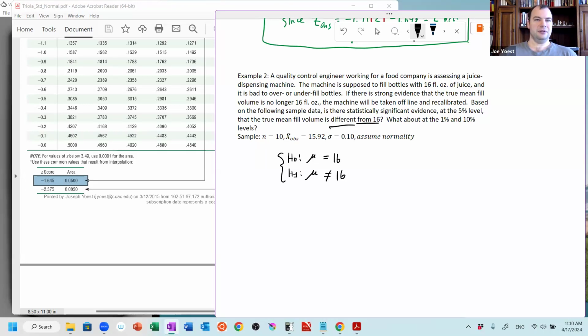But if I have a good bit of evidence, if I have statistically significant evidence that the mean is no longer 16, that's when I reject the null in favor of the alternative, conclude the mean is no longer 16, shut down and recalibrate.